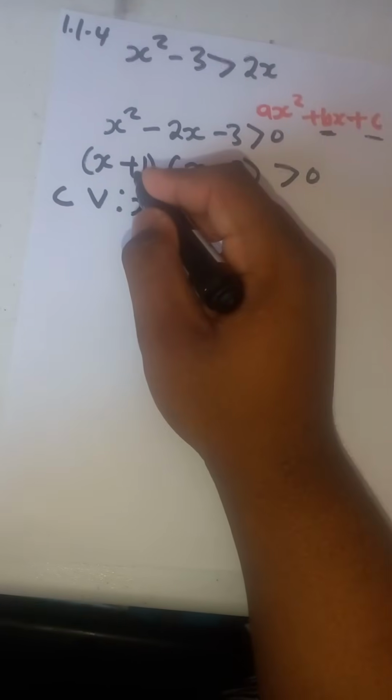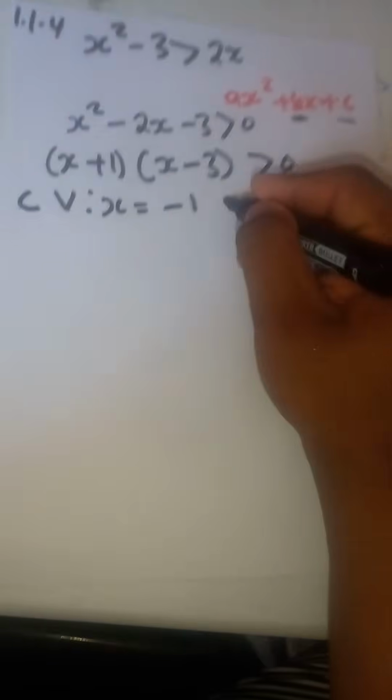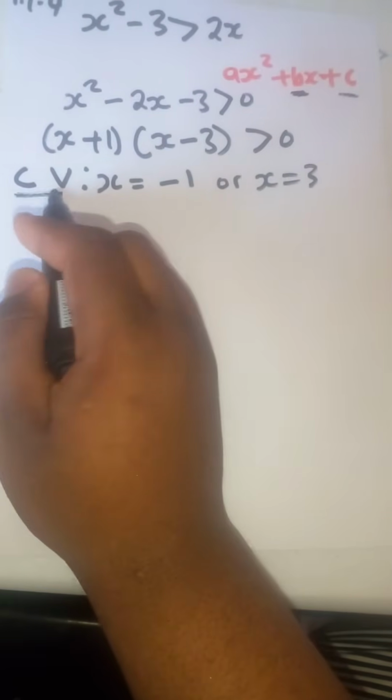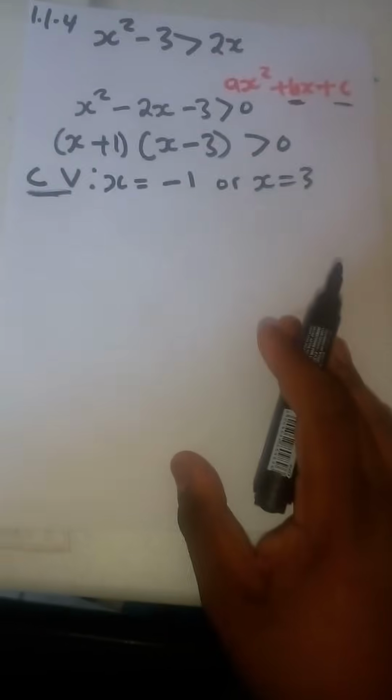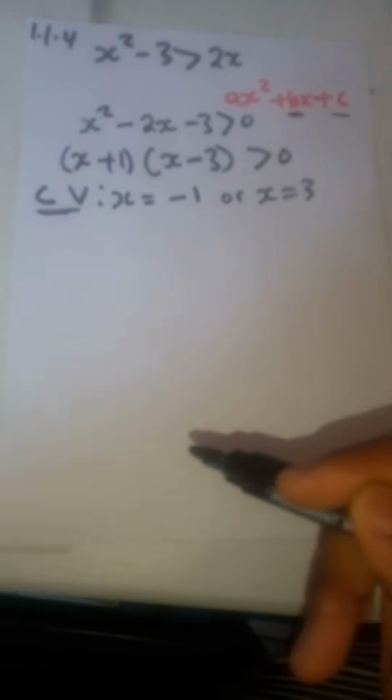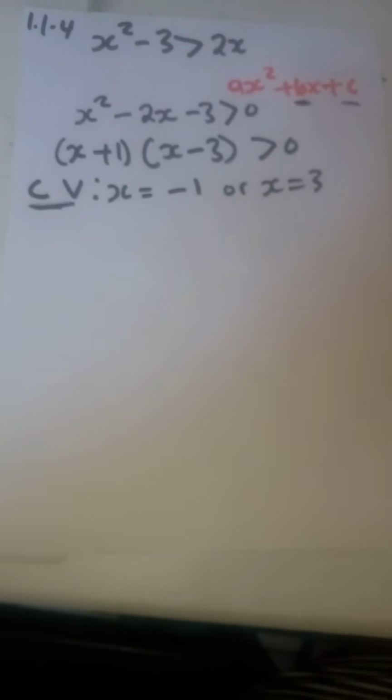So x is equal to minus 1, because this one will give you minus 1, or x is equal to 3. If you simply put your answer like this, without the critical values step, you are going to get everything wrong. This is very, very important: critical values. Is it fine? And then on the next step, this thing is out of 4, so already you have 2 marks. You are now left with the 2 marks of representing your answers.